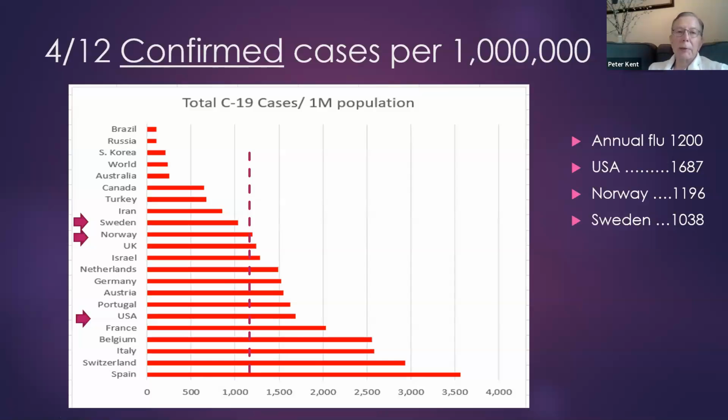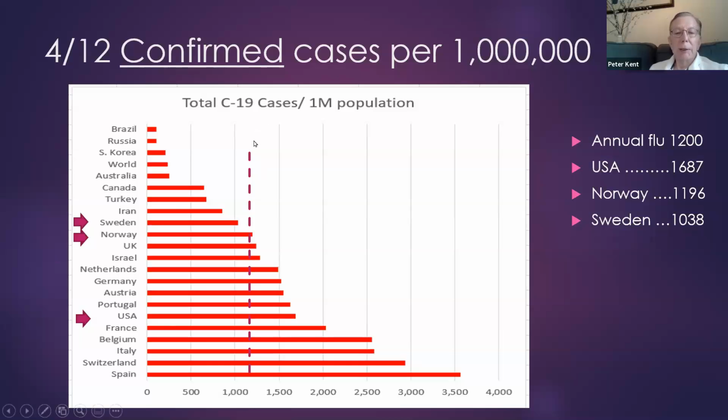This is from yesterday, and I plotted these out from yesterday. This is the number of confirmed cases per million. The dashed red line is an average flu season. An average flu season results in 1,200 cases per million. Remember, that was from that complicated chart that showed the last 7 flu seasons, and I took the average and divided it into average per million. So this is the average flu season.